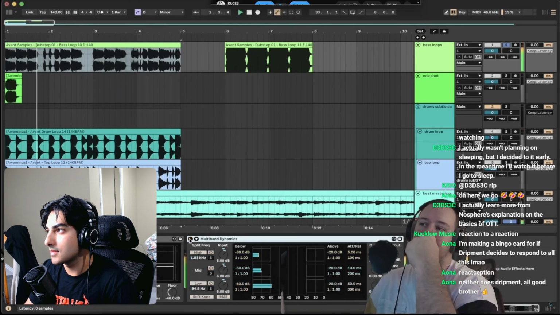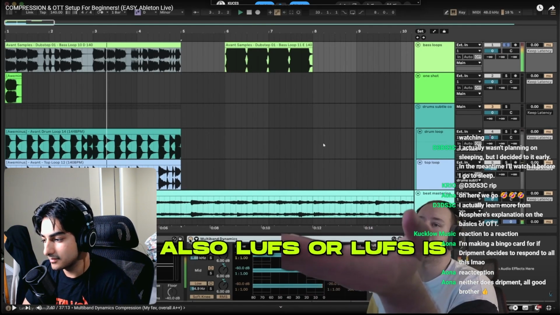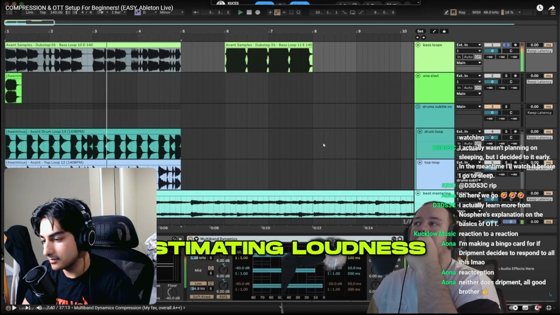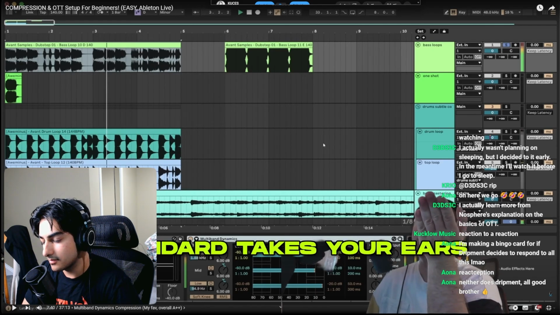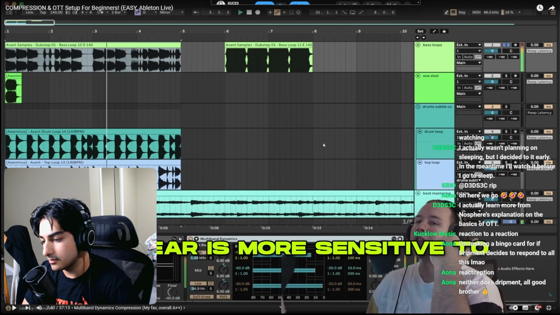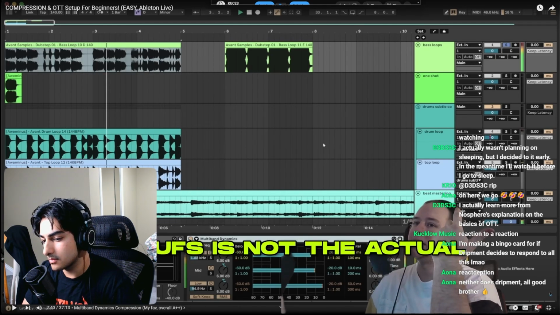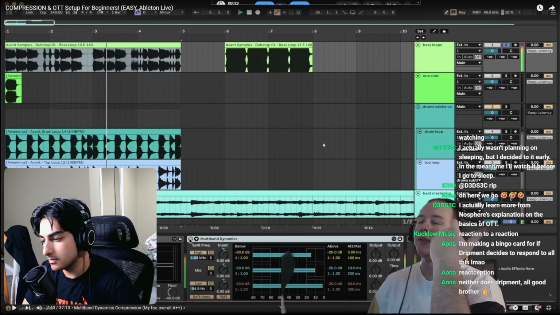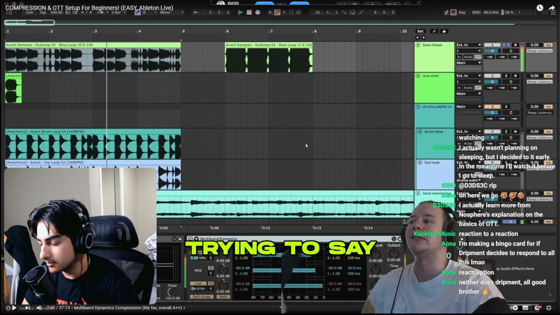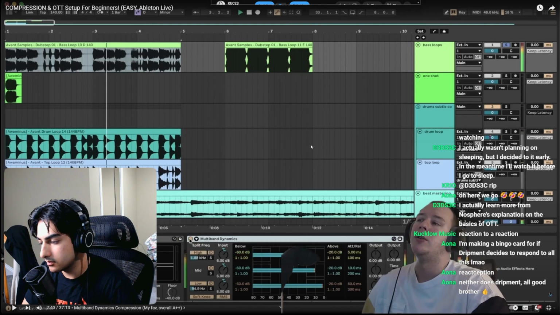So, before, after. Oh, and also LUFS is a value used for estimating loudness, and as a standard it takes your ear's frequency response into consideration because your ear is more sensitive to, for example, 3.4 kilohertz compared to 80 hertz. So LUFS is not the actual digital loudness of the track. It's just an estimate. It's a different standard. That's what I'm trying to say. It's not the actual digital peak loudness of the signal, of the sample, or the synth, or whatever.